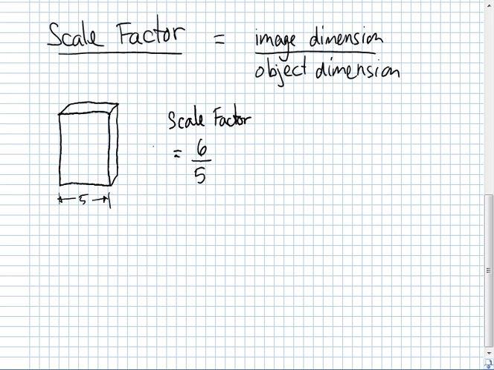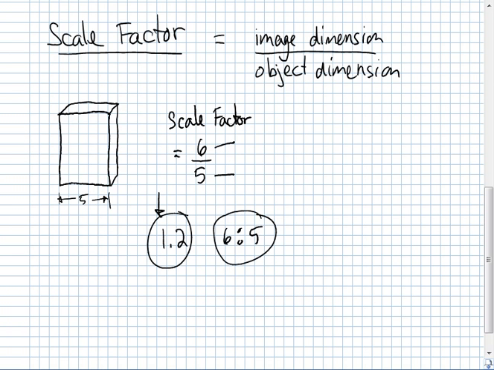Okay, so scale factors can be expressed lots of different ways. You can express it as a fraction, like I have here, or as a decimal, which is just 6 divided by 5, 1.2, or as a ratio, 6 to 5. Regardless, it's always in the same order, and that is the image over the object.